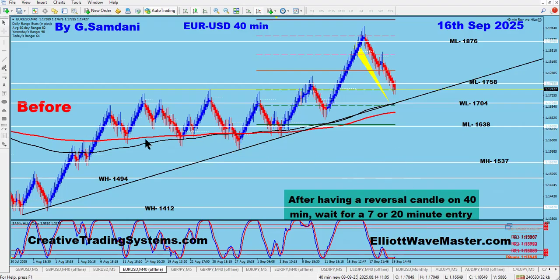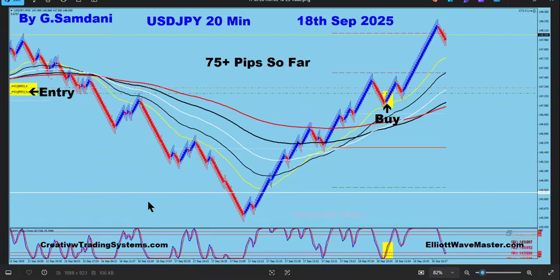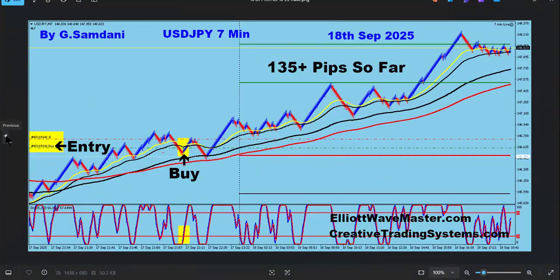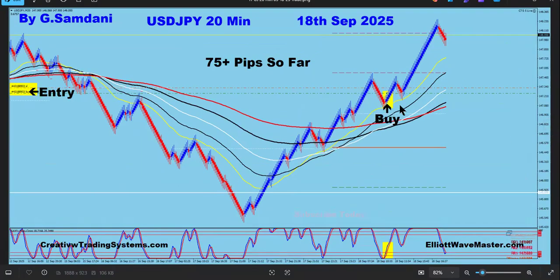So this is how the system is, and then you can see here that's exactly what we did. The 7-minute chart entry was opened here, and then the 20-minute entry later on right there. This is the 20-minute chart USD on the 18th for 75 more pip.